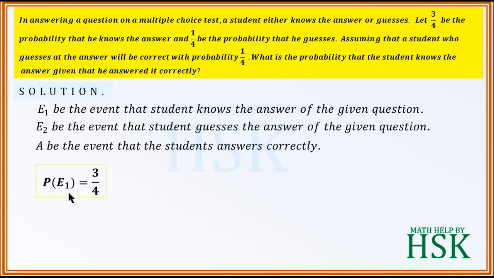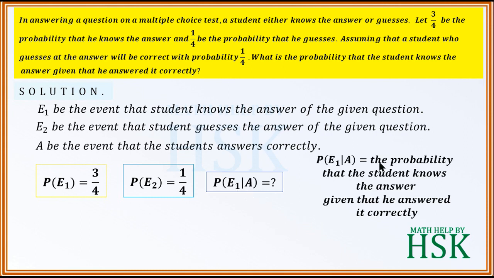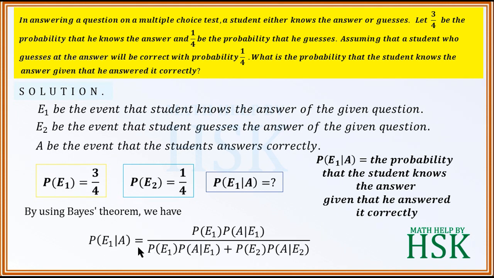Now, the probability of E1, that the student knows the answer, is equal to 3 by 4. The probability that he guesses the answer is equal to 1 by 4. And we have to calculate the probability of E1 given A. If we use Bayes theorem, the probability of E1 given A would be equal to probability of E1 into probability of A given E1, upon probability of E1 into probability of A given E1 plus probability of E2 into probability of A given E2.